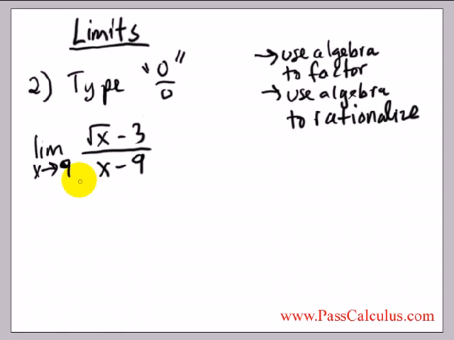So as always, it's a good practice, just in your head, put in 9 into the top and bottom and see what you get. When I put 9 into the top, I get root 9 minus 3, which is 3 minus 3. So the top is 0. When I put 9 in the bottom, I get 9 minus 9, which is 0. So I have 0 over 0 here, don't I? So there's a technique called rationalizing, which is going to allow you to solve this kind of a limit.